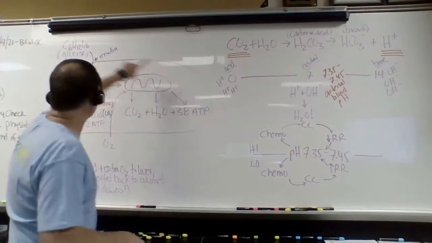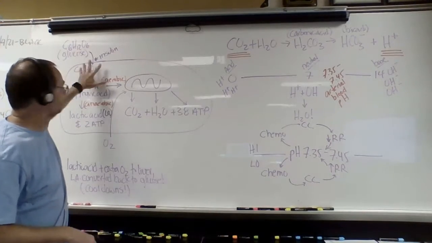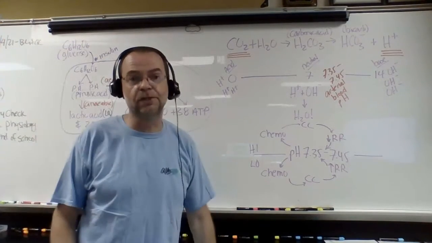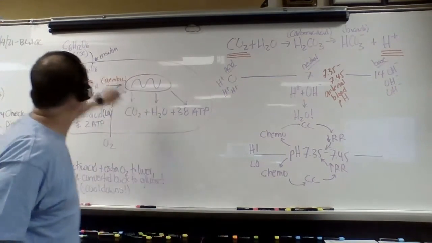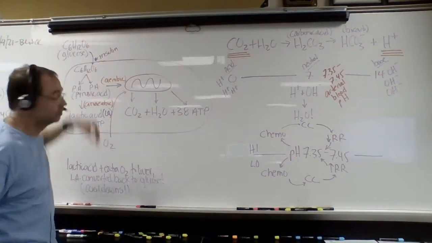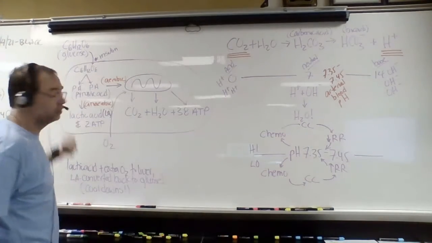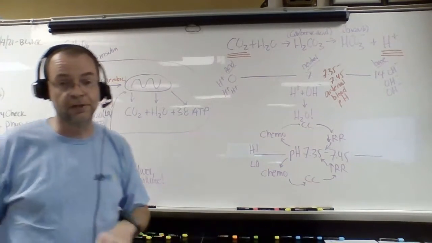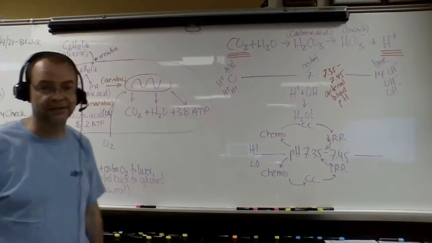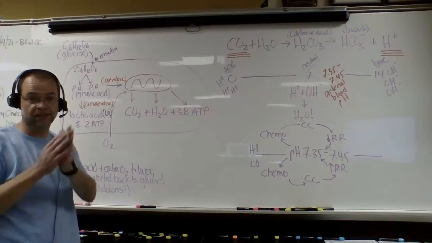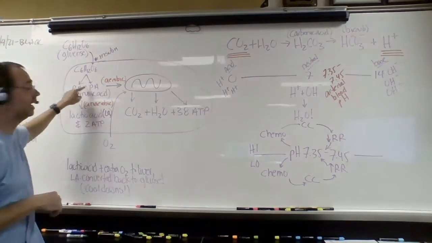So here's the cell. And we bring glucose into the cell. That's the first step. You can only do that if you have insulin. So insulin is a protein that helps bring glucose into the cell. And once glucose is into the cell, then we're going to do our next step, and that's called glycolysis. Glycolysis, to lyse something, is to split. So we're going to split that glucose into half.